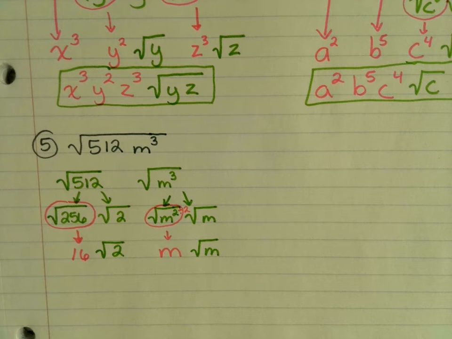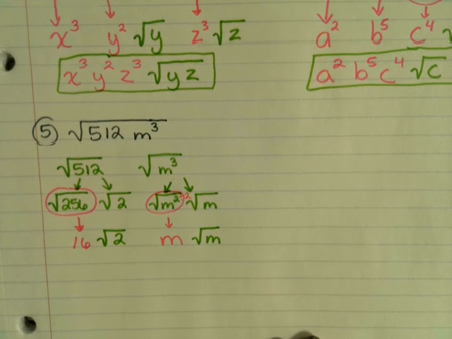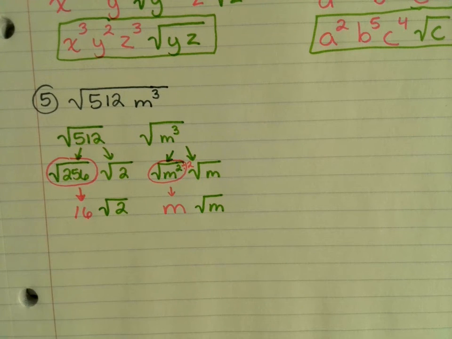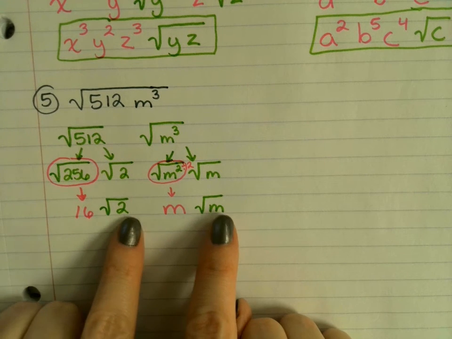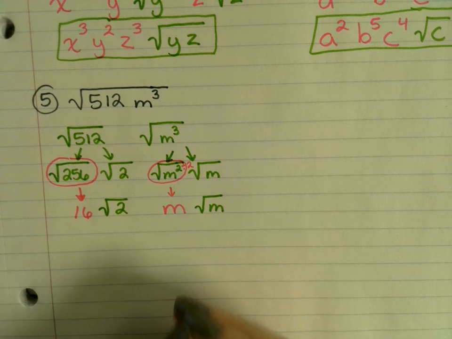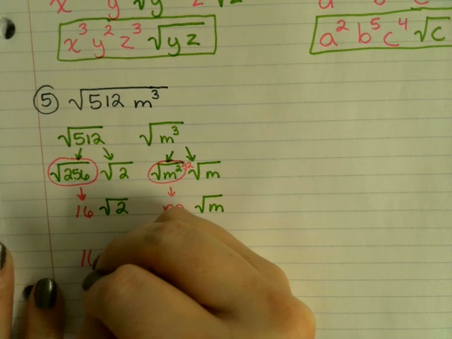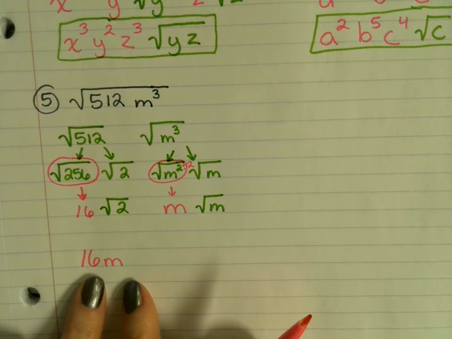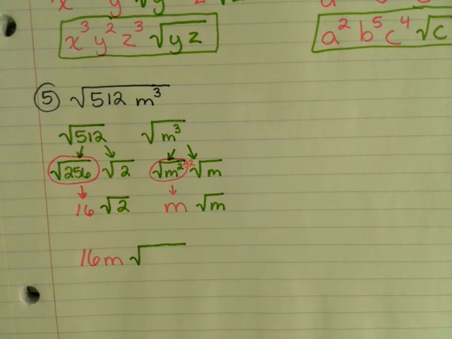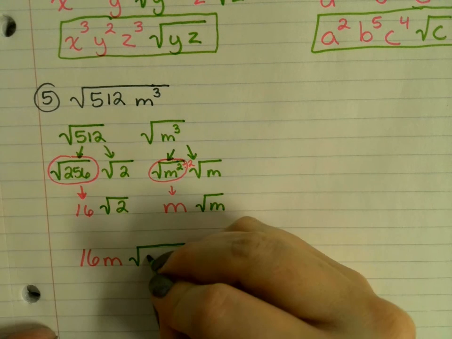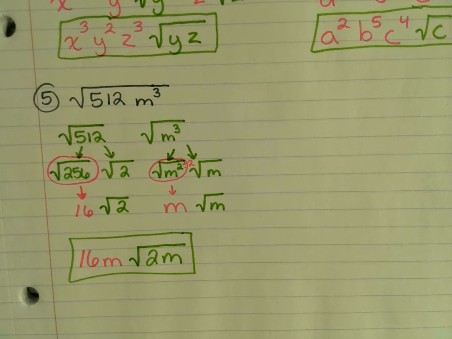Can I leave it like this? No, I cannot leave it like this. The things that are outside of the radical need to be side by side, and stuff that's inside the radicals needs to be under one roof, side by side. So we're going to take that 16 and that m, piece them together, and put it in front. Then we're going to take one radical sign and put the 2m inside. And there's our final answer: 16m square root of 2m.